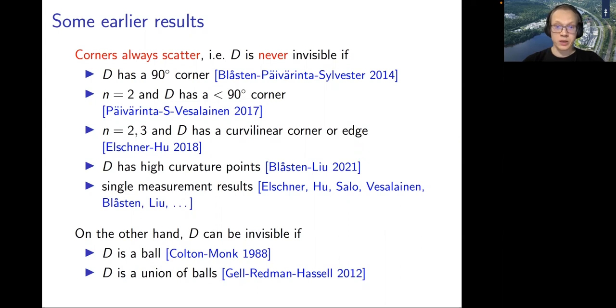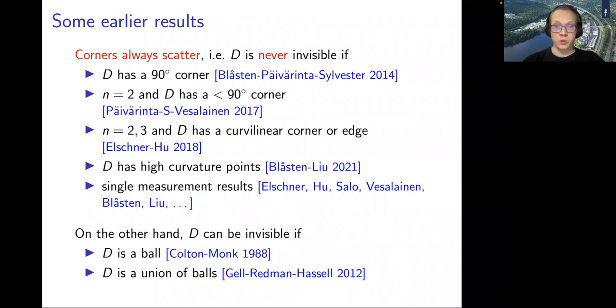In the other direction, there were very few examples of obstacles that can be invisible. There's classical work by Colton and Monk, which implies that balls can be invisible. So if you have a ball, then you can find a contrast so that some incident wave will produce zero scattering response. And there's similar or somewhat related work by Gale, Redman, and Hassel, where D is a union of balls.